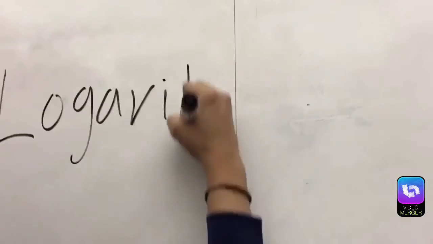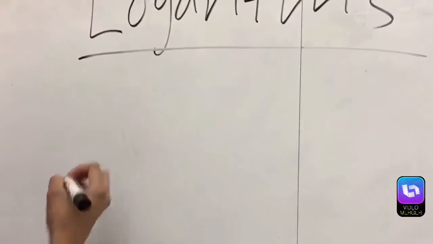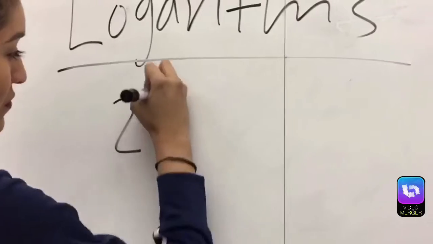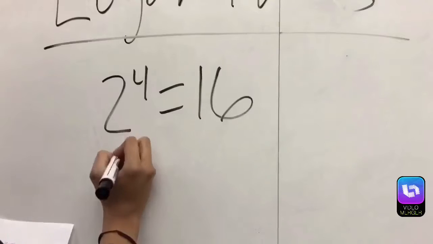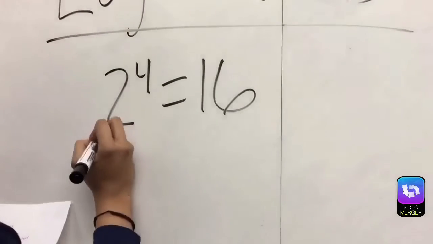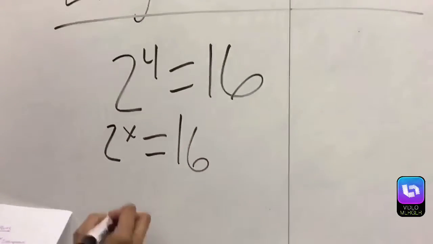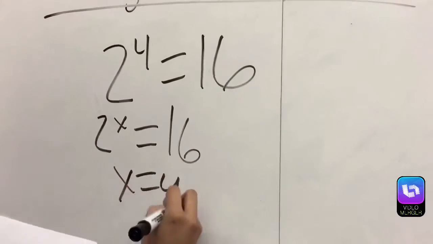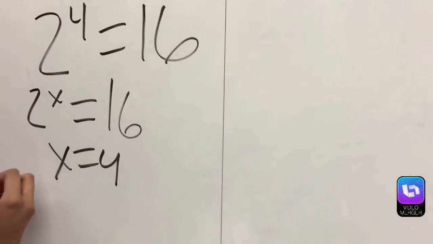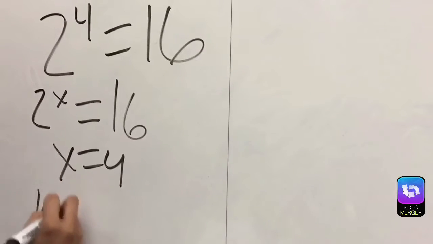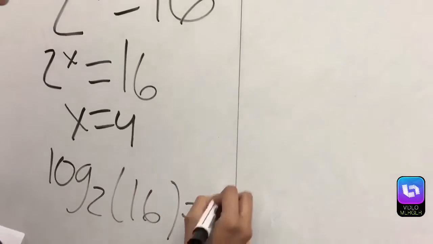Hello, today we will be doing an introduction into logarithms. Logarithms are another way of thinking about exponents. For example, we know that 2 to the 4th power equals 16. So, if someone were to ask you 2 raised to which power equals 16, you would answer 4. And you would express it with a logarithmic equation. And this equation can be read as log base 2 of 16 equals 4.